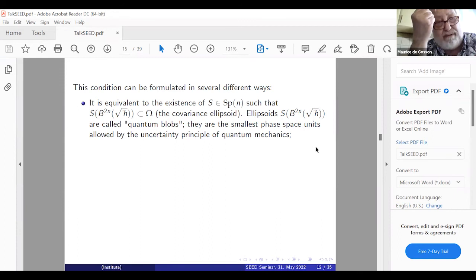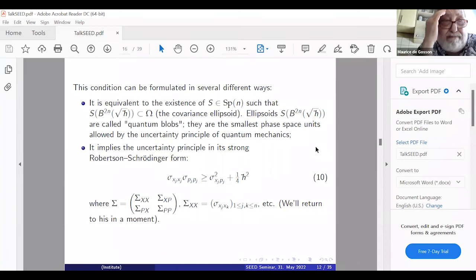That is a long story, which is actually related to the principle of the symplectic camel, which is itself related to Gromov's non-squeezing theorem. More about that in a moment. And this condition implies the uncertainty principle in a strong Gaussian-Schrödinger form. Formula 10 here is often written with delta xj and delta pj and so on in the physical literature.